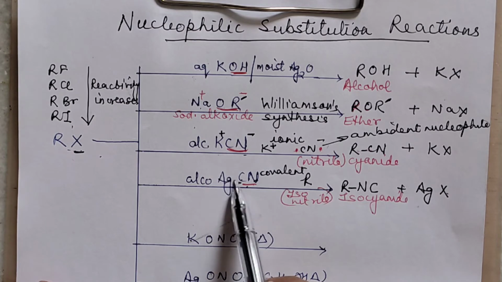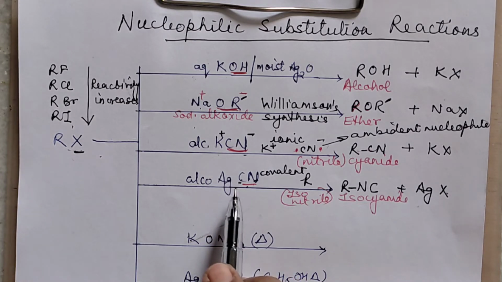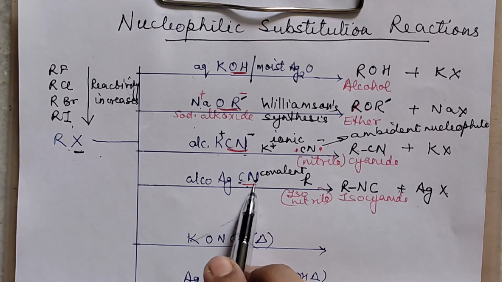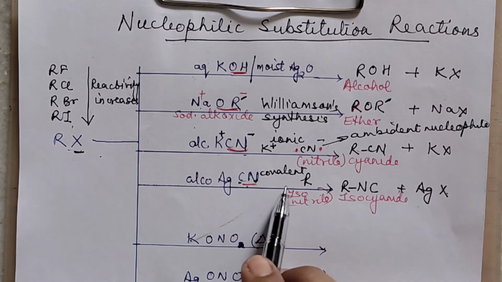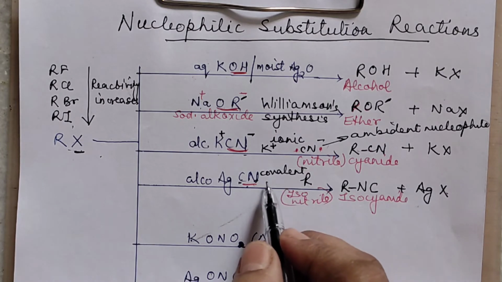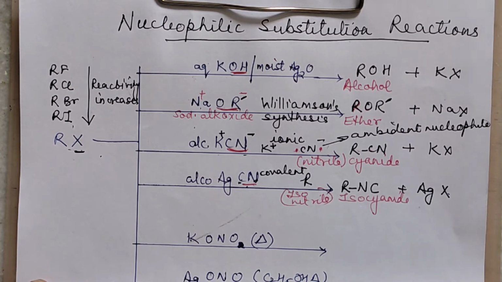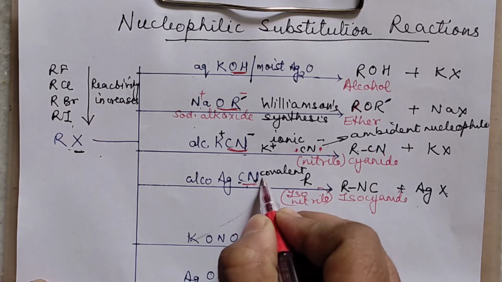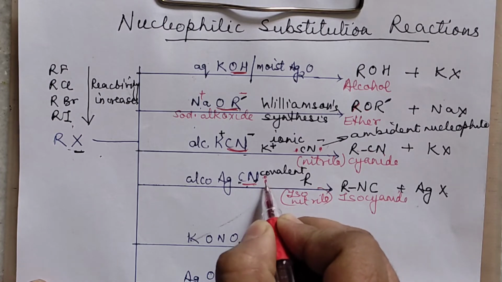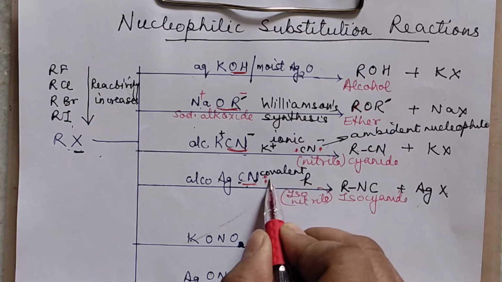So the CN is already intact, attached to silver. So only this nitrogen is available for it to form a bond. It has no other option than getting attached through nitrogen. So it attaches through this side and forms a bond. What exactly happens is that AgCN has a lone pair of electrons on nitrogen, and this lone pair is given to R to form a bond.